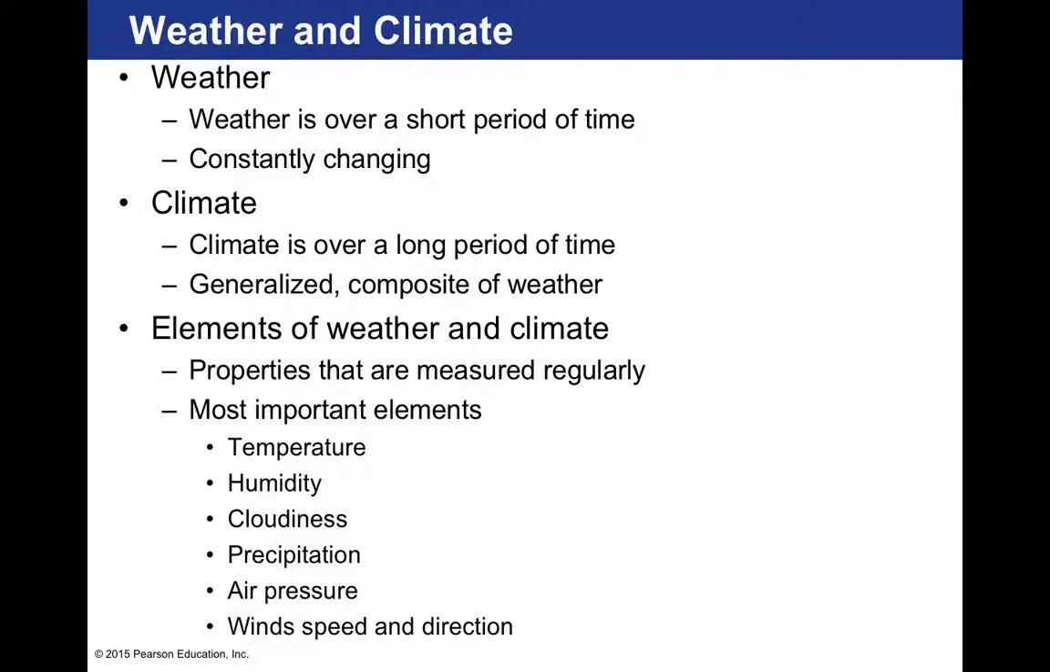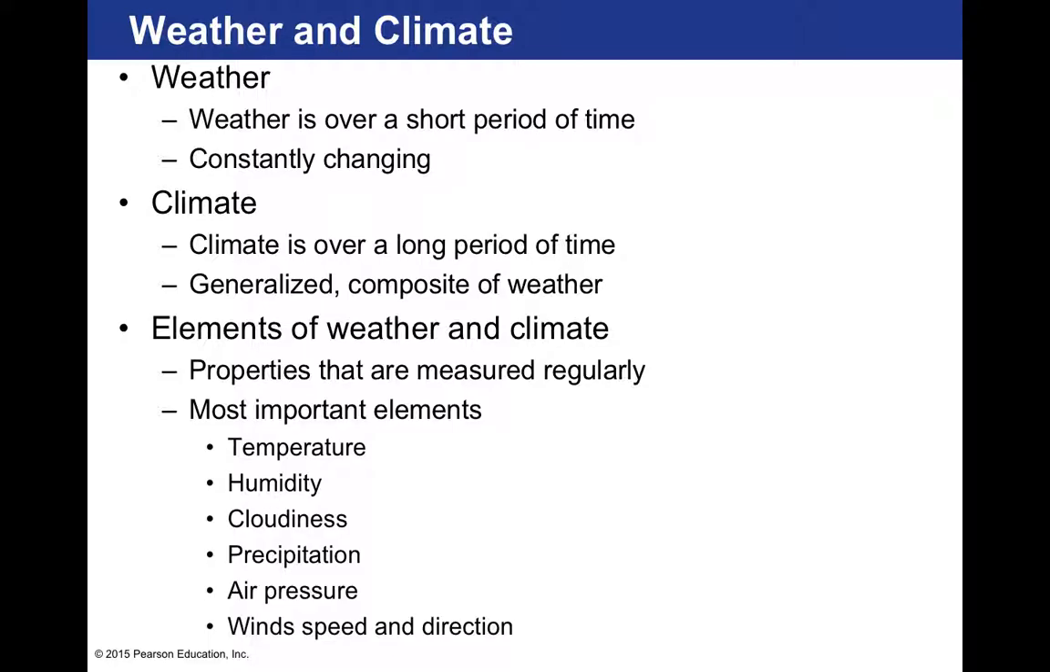Okay, the beginning of this chapter talks about the difference between weather and climate. So weather, this is what's happening currently right now. So when you look outside, if it's sunny out, if it's raining, that's your current weather situation. This doesn't tell you anything long term about your specific area. It just tells you what's happening over a very short period of time. And your weather is constantly changing.